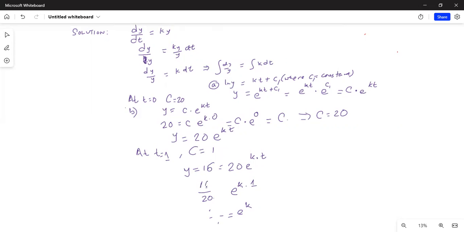So now divide by 20 on both sides. 16 over 20 is equal to e^k times 1, or e to the power of k is 16 over 20. Again, 4 is the common factor, because 4 times 4 is 16 and 4 times 5 is 20. From which, if we take the natural logarithm of both sides, we get ln of 4 over 5 is equal to k.